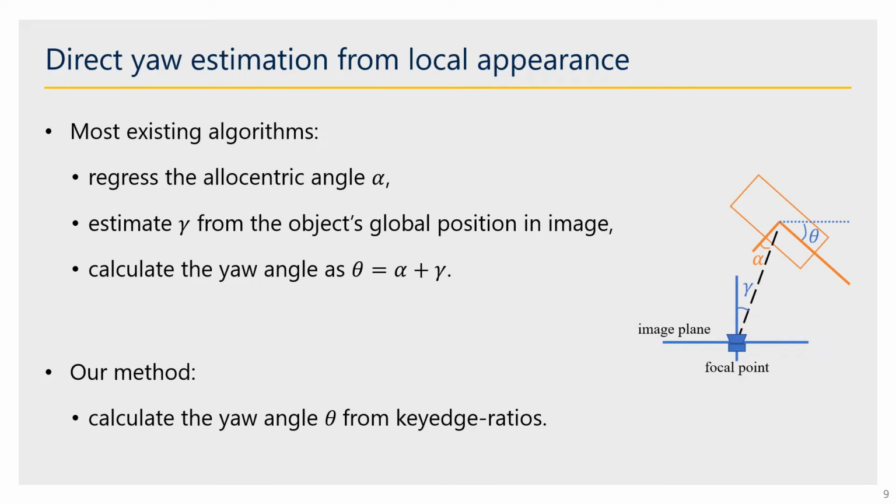I want to remark that our method enabled the direct estimation of yaw angle from the local appearance of the object. Previously, people mostly regressed the allocentric angle alpha first, and converted it into the yaw angle theta, with the global position of the 3D bounding box center in the image. In contrast, our method directly calculates the yaw angle from the key-edge ratios.